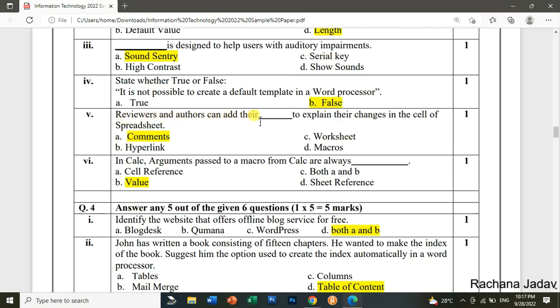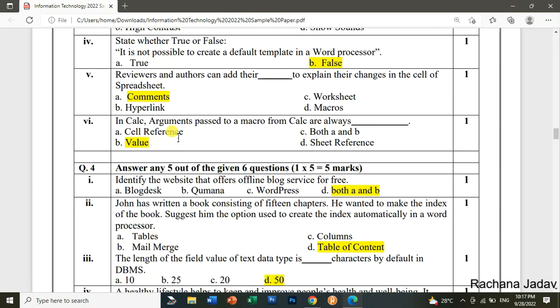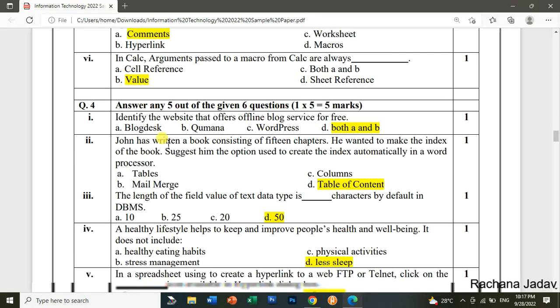Reviewers and authors can add their dash to explain their changes in the cell of a spreadsheet. So that is comment. You know very well that the last chapter covers it. There, for that, I explained how to edit and add comments. And if you don't know, as I've told you, you can go to my channel. You can see the database videos over there. In Calc, that is the spreadsheet, which is also called Excel. Arguments passed to a macro from Calc are always dash. So that is value. Okay, it is passed by value.